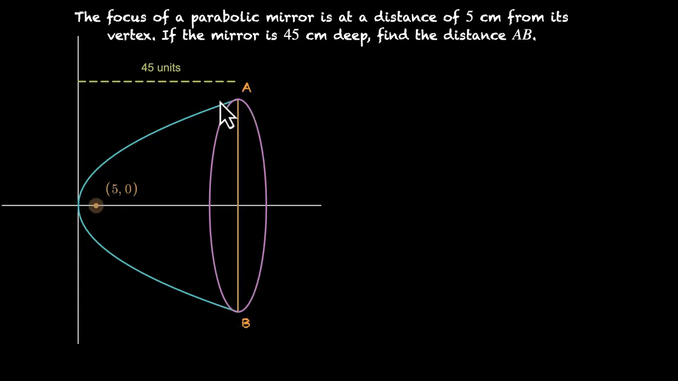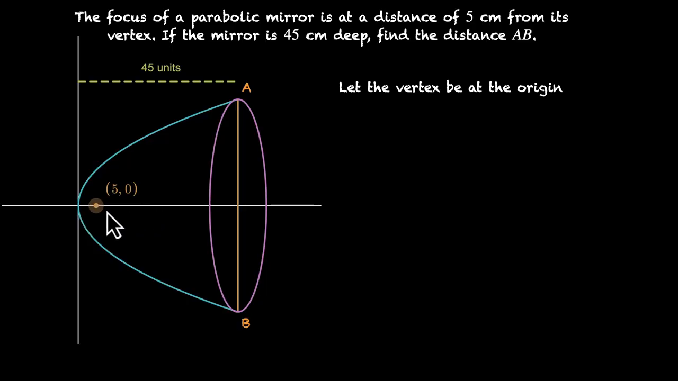So this is AB. Observe the figure, pause the video, and try this on your own. Okay, let's do this together. Now the question just talks about a parabolic mirror. It gives some dimensions of the parabola, but it doesn't tell us where the parabola is. So to make things convenient for us, let's assume that the vertex of the parabola is at the origin and it's a rightward facing parabola.